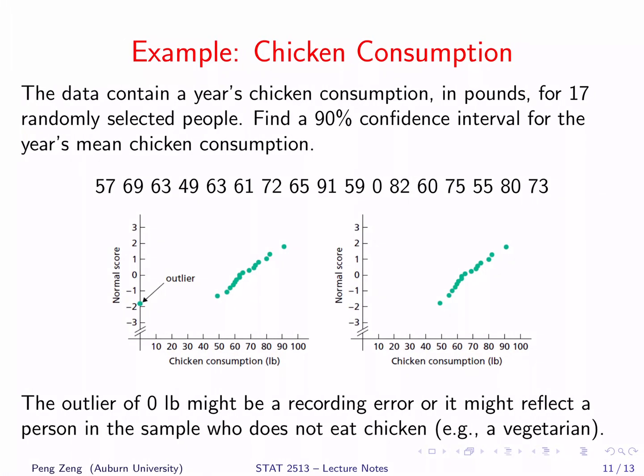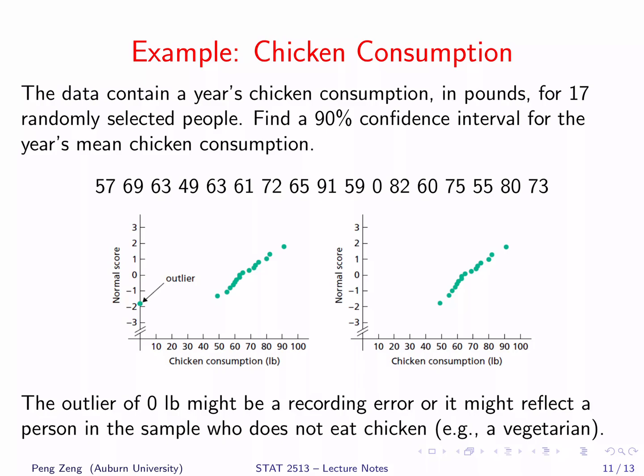Let's look at another example. The data contain a year's chicken consumption in pounds for 17 randomly selected people. Find a 90% confidence interval for the year's mean chicken consumption. The sample size is 17. It is moderate. We need to check the normality assumption using the normal probability plot.